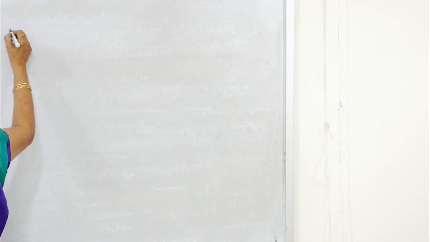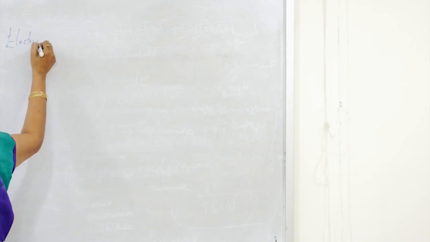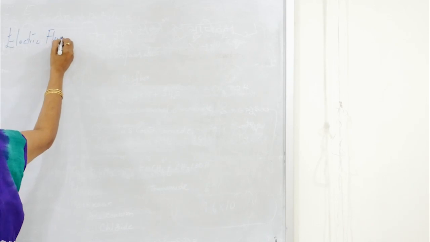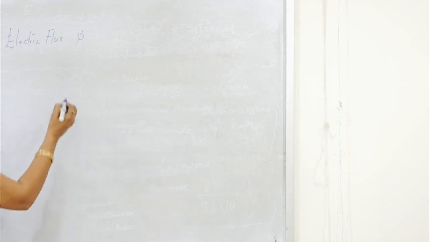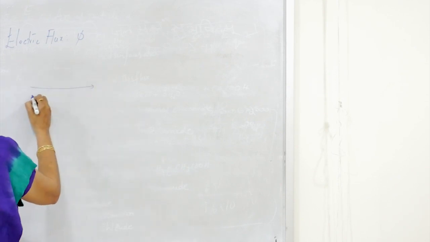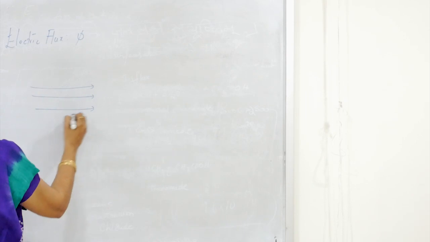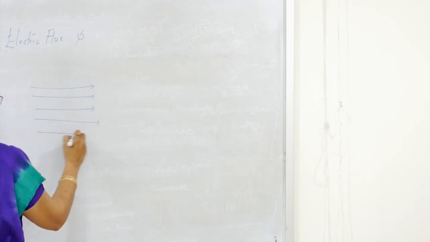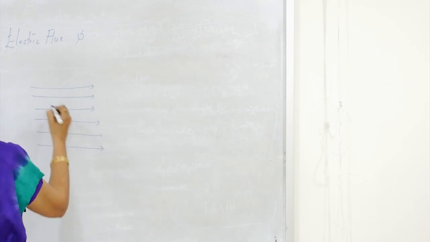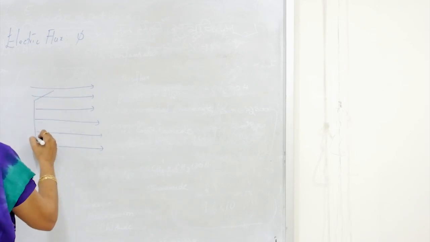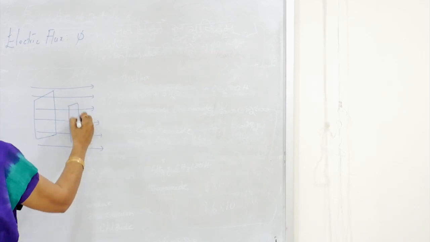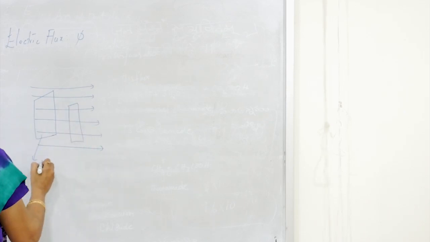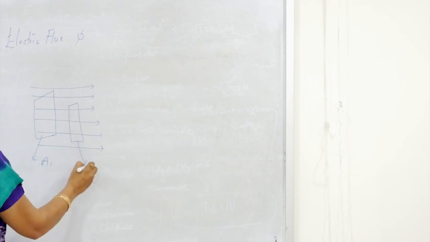We have to deal with the topic electric flux. This is indicated by the symbol phi. Now suppose I take an electric field here. These are all the electric lines of force, and I take a small portion of area here, and here I take another small portion. Here I name it as A1 and here I name it as A2.